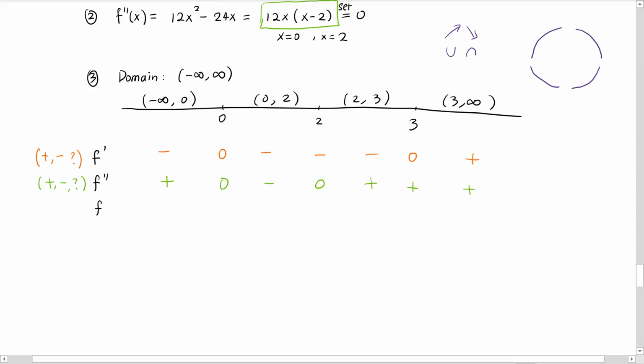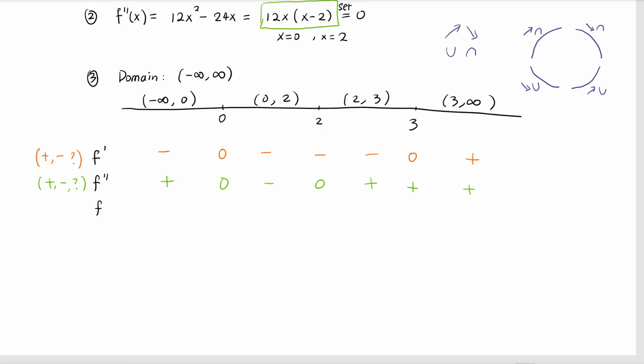Okay, so let's look at this guy. The upper left one, we have increasing or decreasing? We have increasing, and it's concave up or down? It's concave down. And then the right upper one, we have decreasing and concave down. The left lower one, we have decreasing and concave up. And then the right lower corner, we have increasing and concave up.